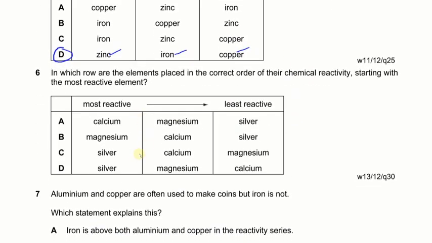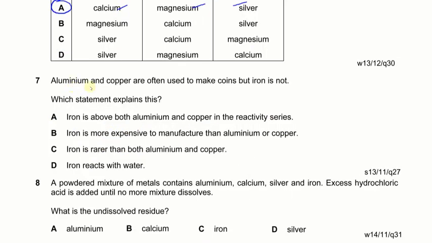Again, a similar one: we have the most reactive to the least reactive. The most reactive is calcium, and then magnesium and silver. Aluminium and copper are often used to make coins, but iron is not. Why is this so? Iron is above both aluminium and copper in the reactivity series.